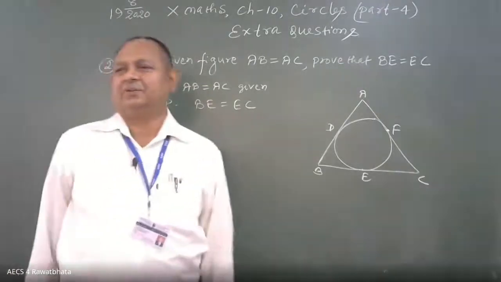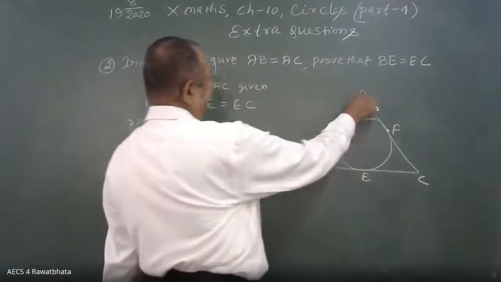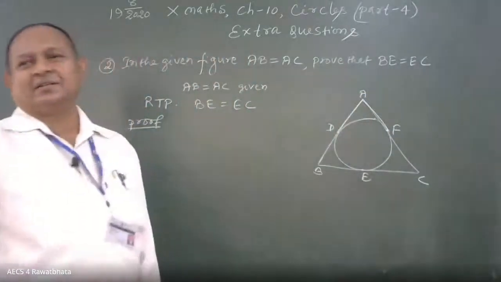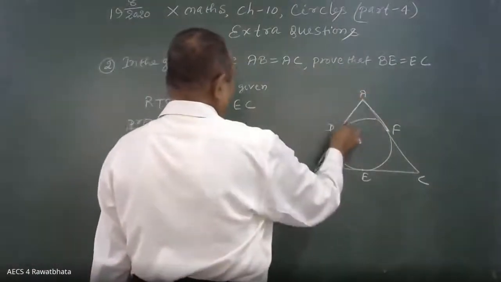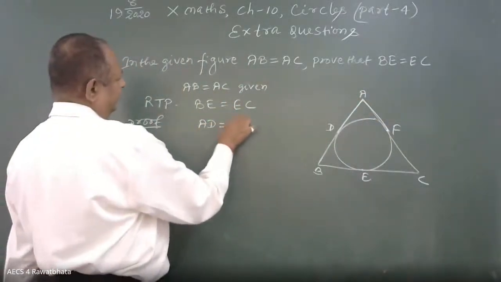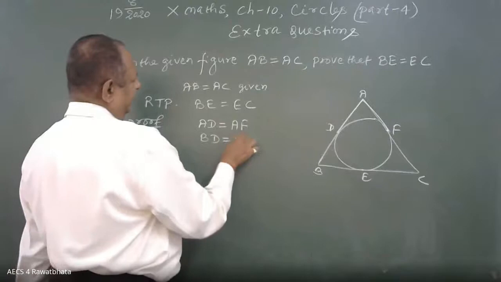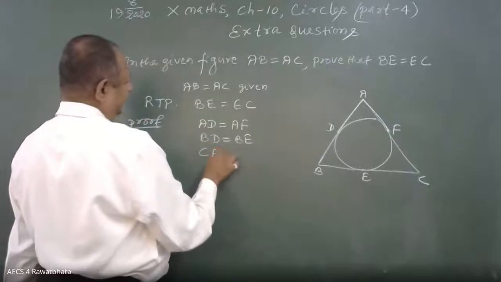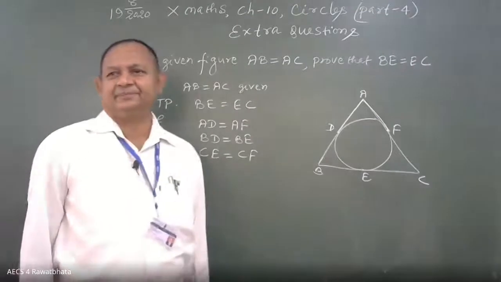Again, according to theorem 10.2, the lengths of two tangents drawn from a point outside the circle are equal in length. So AD will be equal to AF, BD will be equal to BE, and CE will be equal to CF. Right?